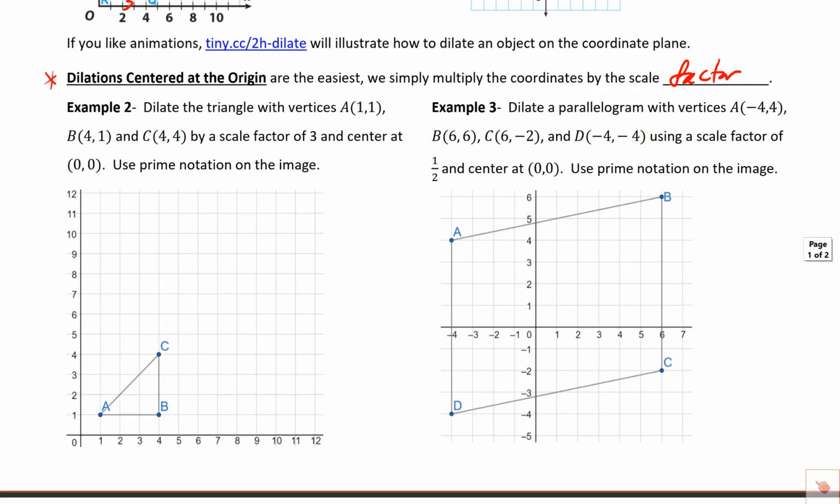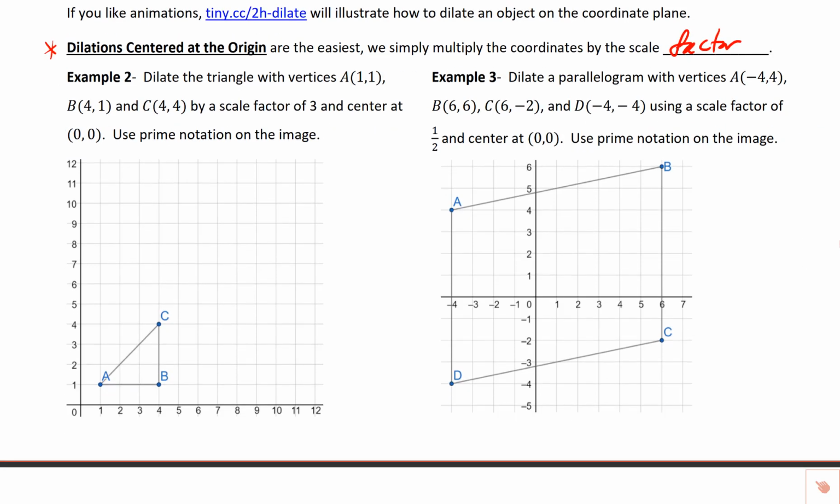Now, we've got the convenience here of having these already graphed. So we've got a vertex of (1, 1) for A, already graphed there, (4, 1) for B, and (4, 4) for C. And we're going to dilate these with a scale factor of 3, centered at the origin (0, 0), and we're going to use prime notation on the image. So I'm going to take each one of these, and if it's centered at the origin, and this is the key, all we have to do is just multiply each one of the coordinates by the scale factor.